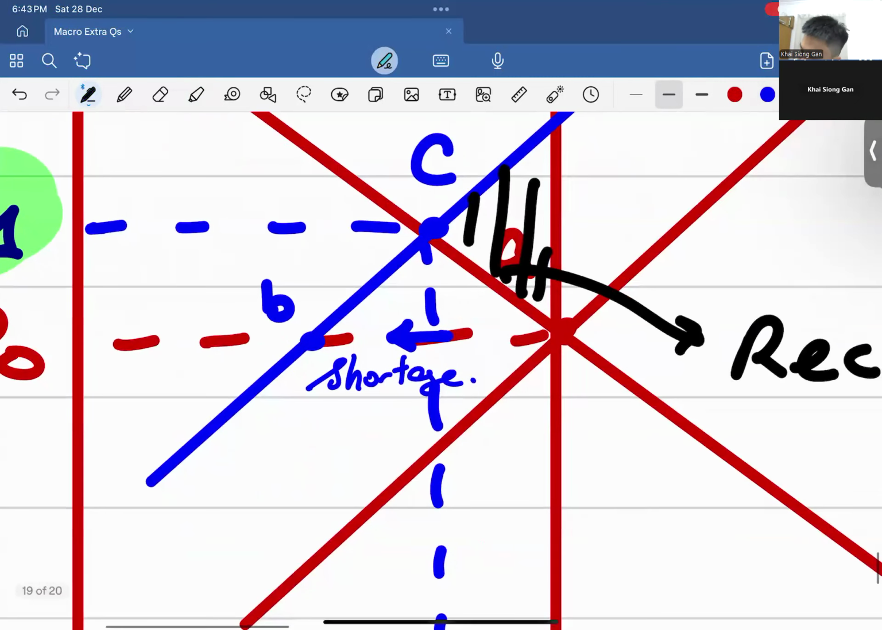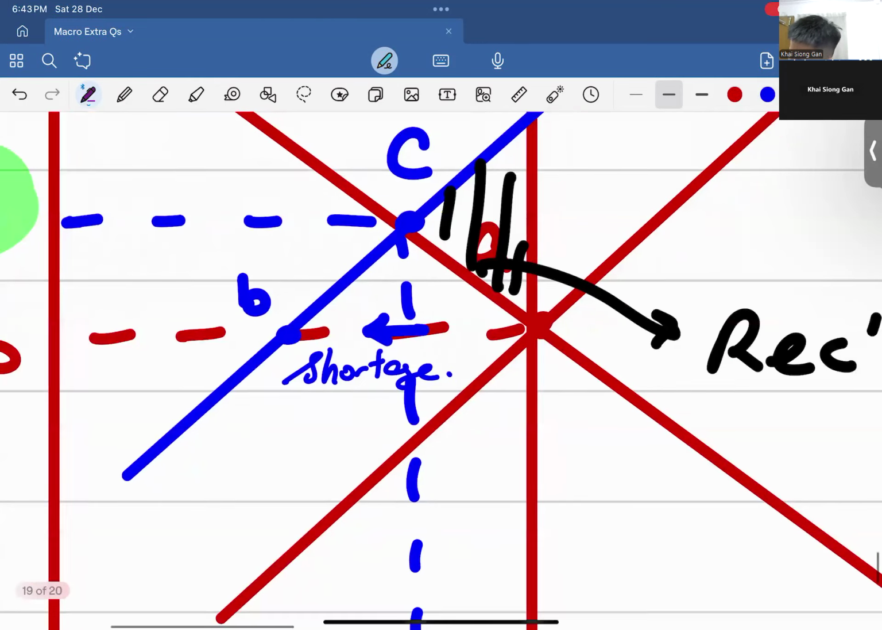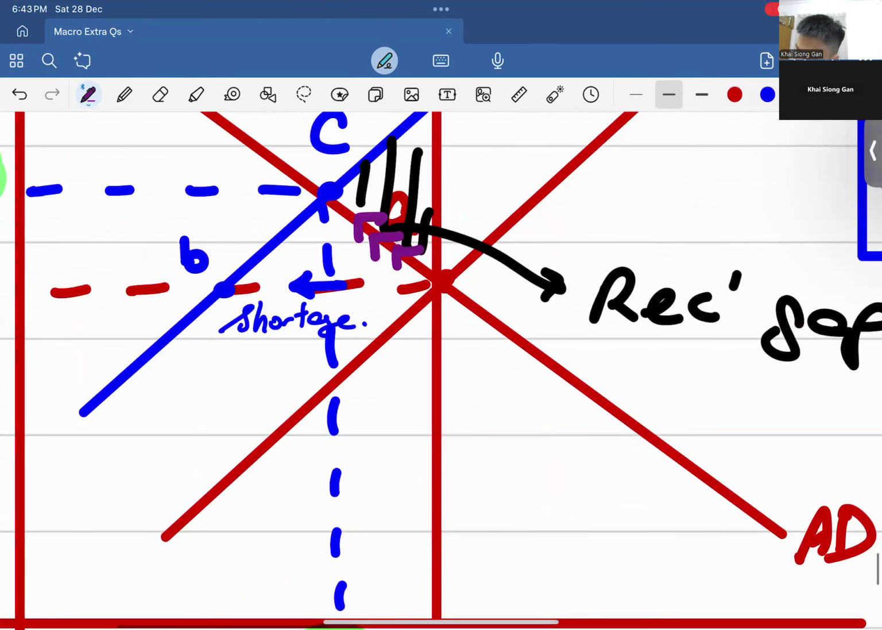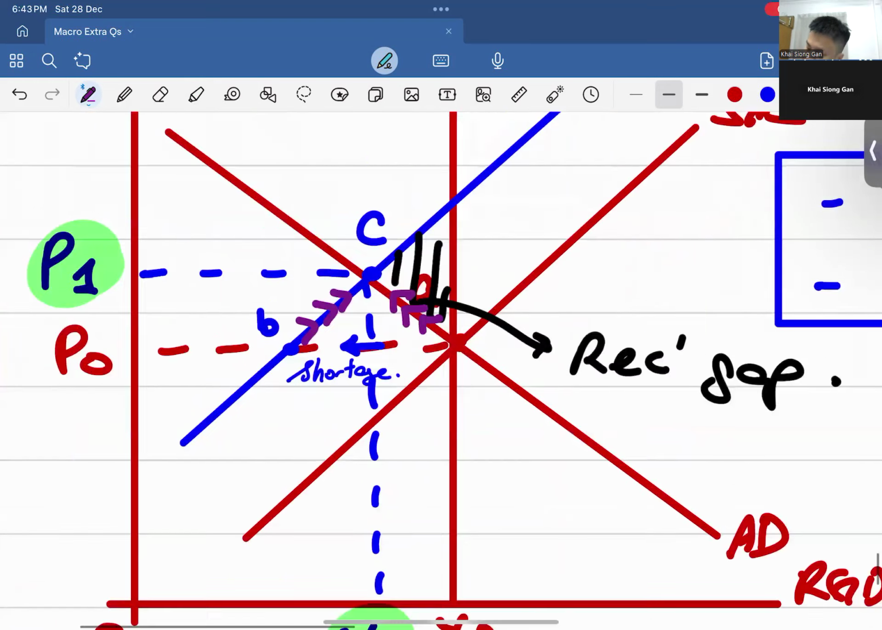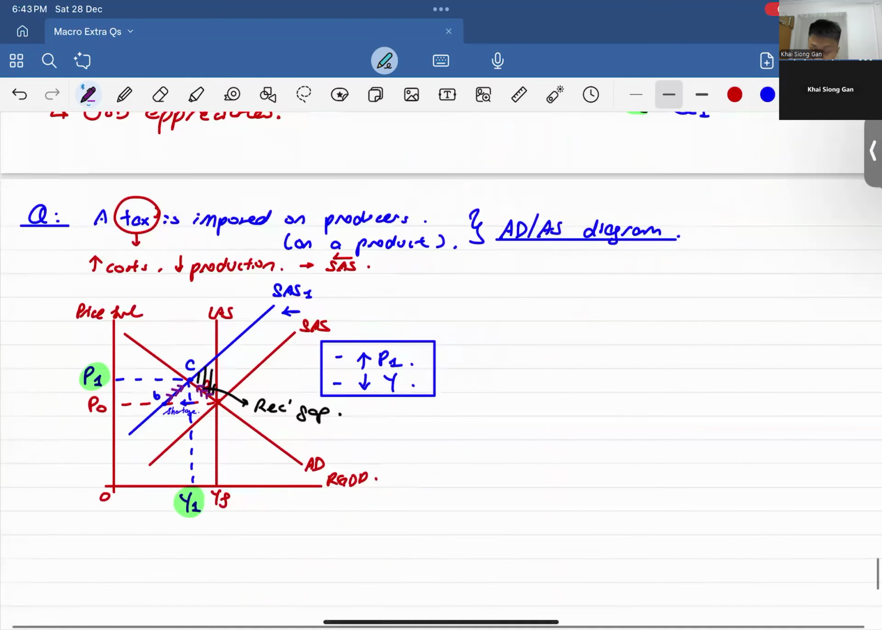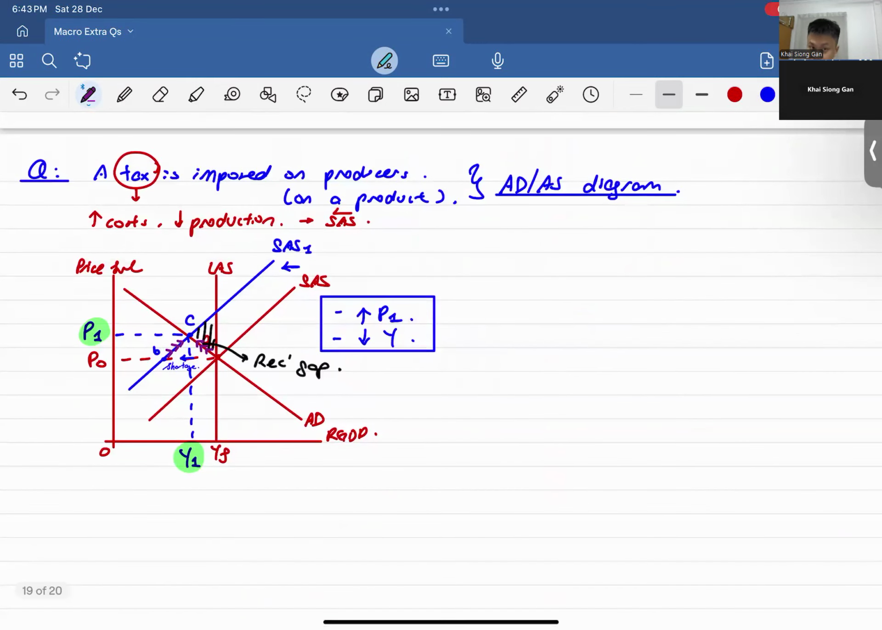And remember, explain the movement along. To explain the movement from point A to point C on the AD curve is real wealth and substitution effects. From point B to point C over here are sticky wages. Explain it briefly. Just say that because of all these effects, it can result in the movement along from point A to point C in the end. So at the end, it results in a recessionary gap with higher price level and lower output. So this is the impact of tax on the AD-AS curve.